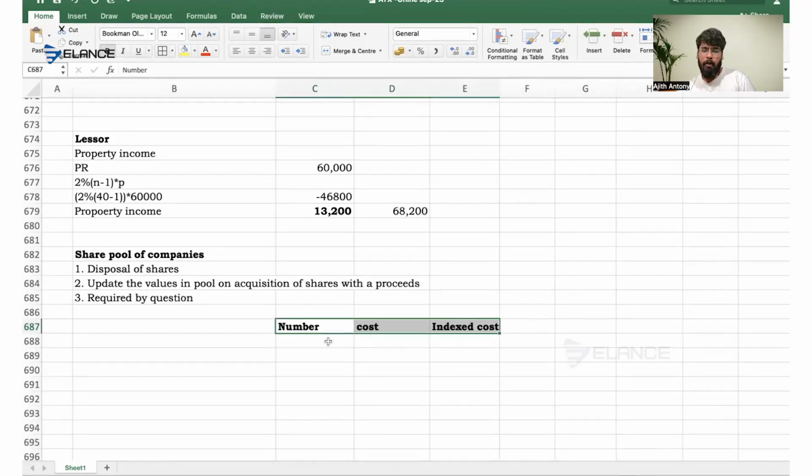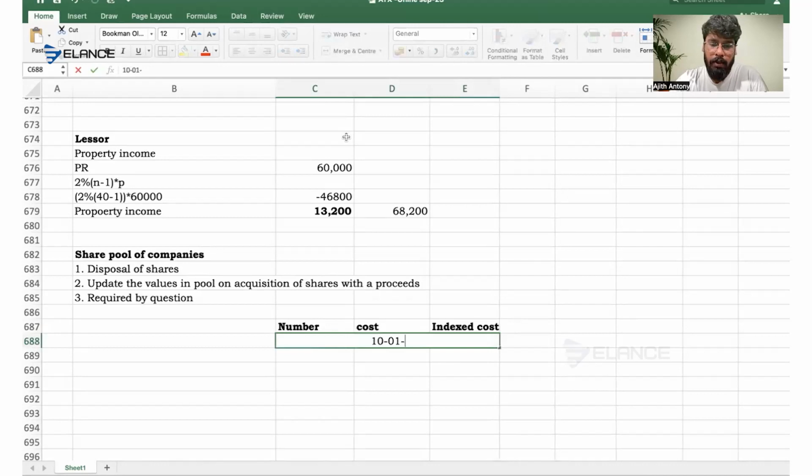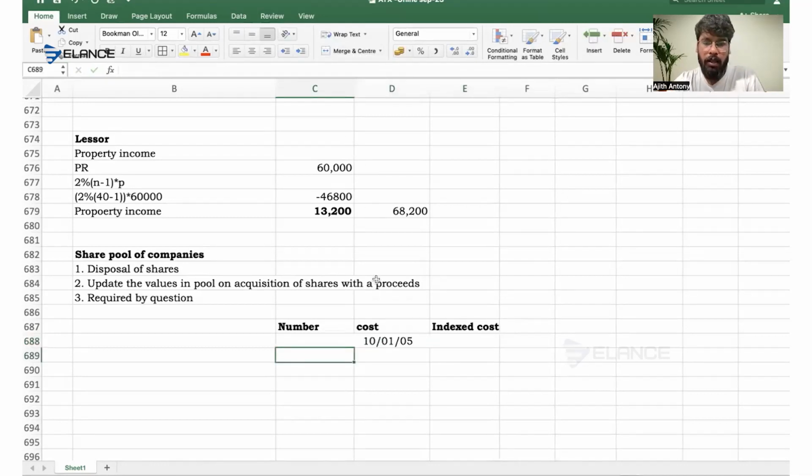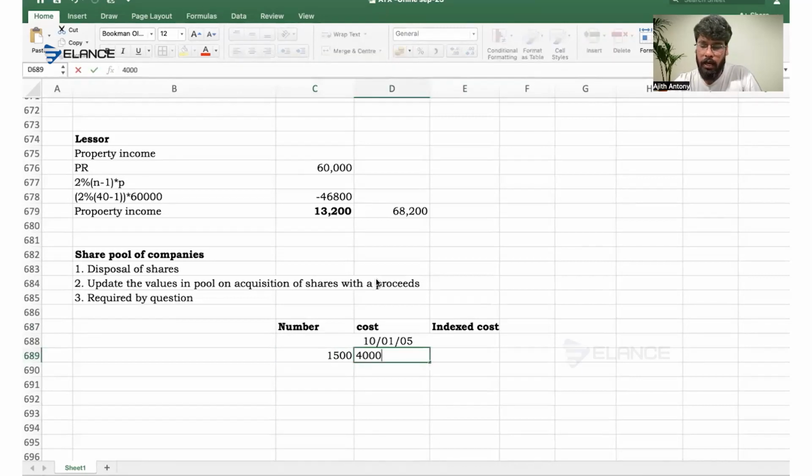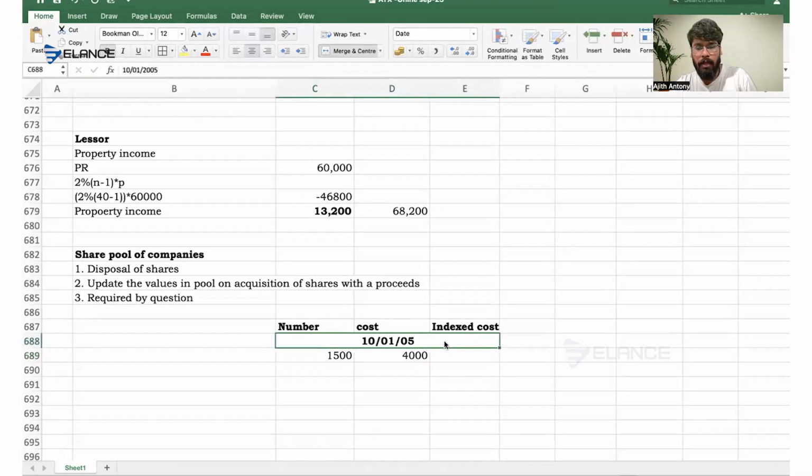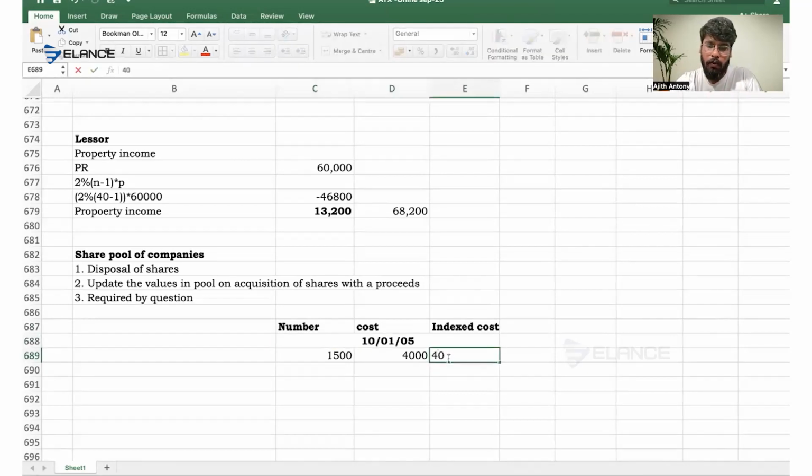ഇപ്പോ ഫോർ എക്സാമ്പിൾ, ഞാൻ ഏറ്റവും ആദ്യം കുറച്ച് ഷെയറുകൾ മേടിക്കുന്നത് 10th January 2005. ഞാൻ 1500 ഷെയർ മേടിച്ചു. അതിന്റെ കോസ്റ്റ് 4000 ആണ്. അപ്പൊ ആ ഡേറ്റില്, 10th January 2005, ഈ ഷെയർസിന്റെ ഇൻഡെക്സ്ഡ് കോസ്റ്റും 4000 തന്നെയായിരിക്കും, അല്ലേ?